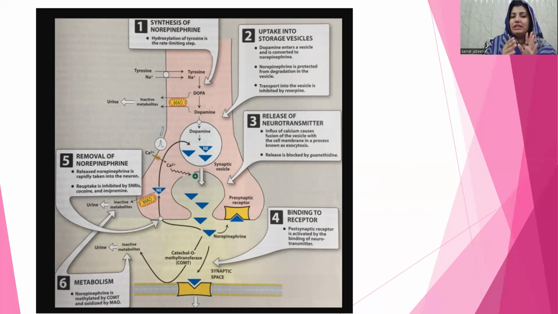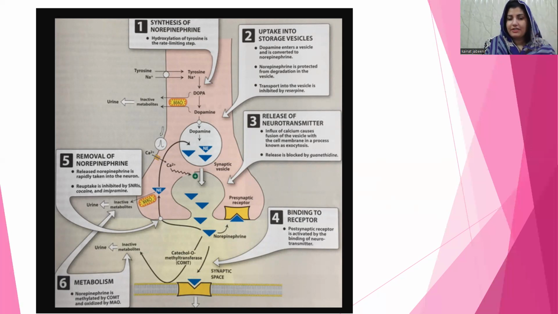The next step is the release. When it is needed, fusion will happen. How will fusion happen? Calcium will move inside and contraction of the cell membrane will happen, and the norepinephrine is going to be released through the exocytosis process. After releasing, as you can see in the diagram, point number 4, it will bind to the receptors. When it binds to the receptor, it will provide its action.